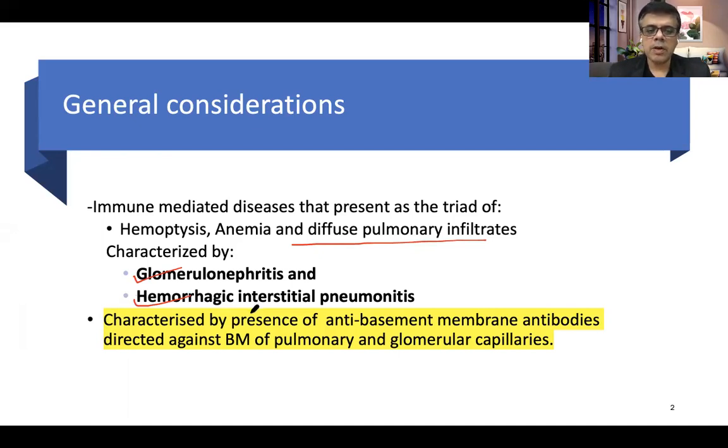But classically, the patient of Goodpasture syndrome presents with initial respiratory involvement, and then it proceeds to renal involvement and presenting as renal failure. So, the Goodpasture syndrome, having both lung and kidney involvement, is characterized by presence of anti-basement membrane antibodies directed against the basement membrane of pulmonary and glomerular capillaries.